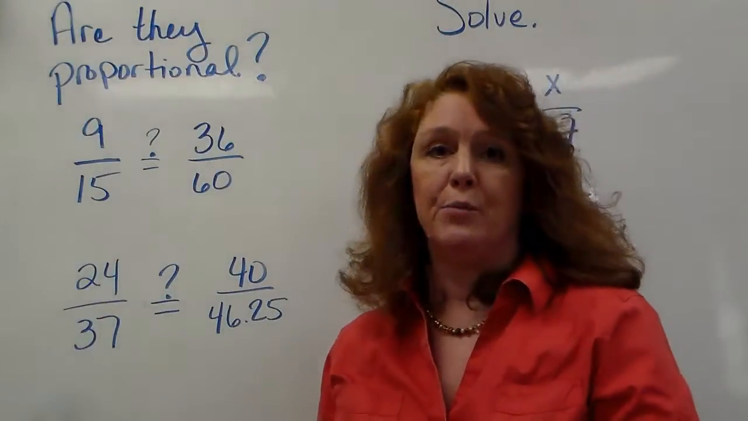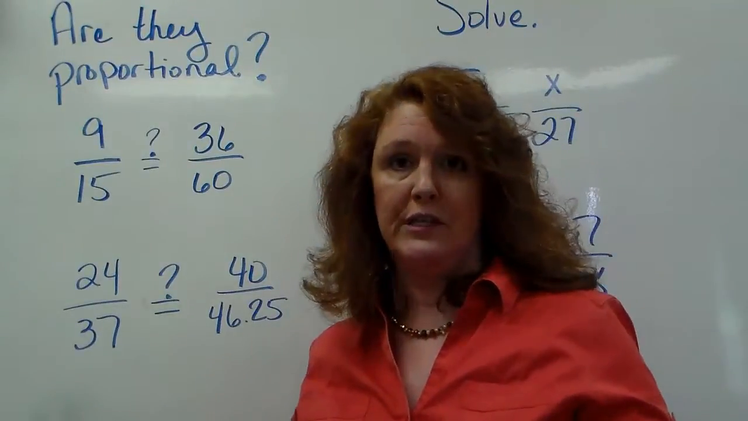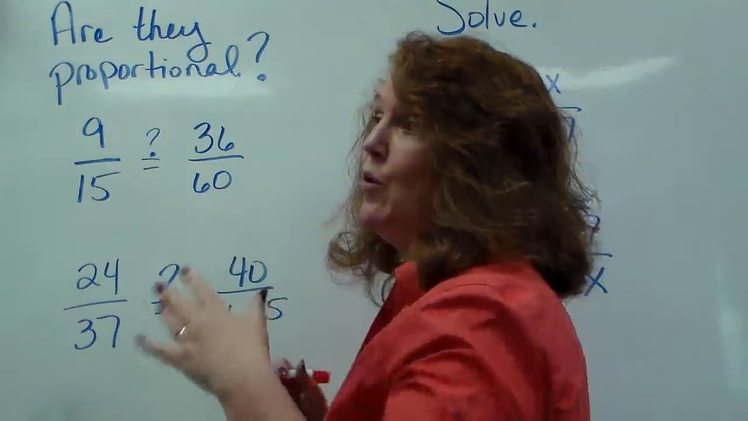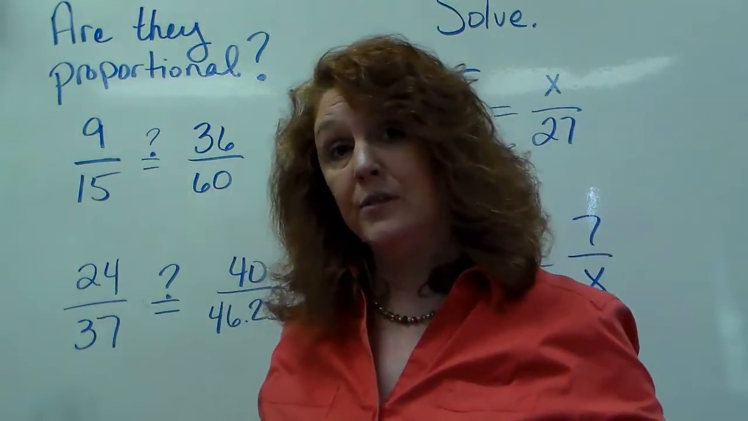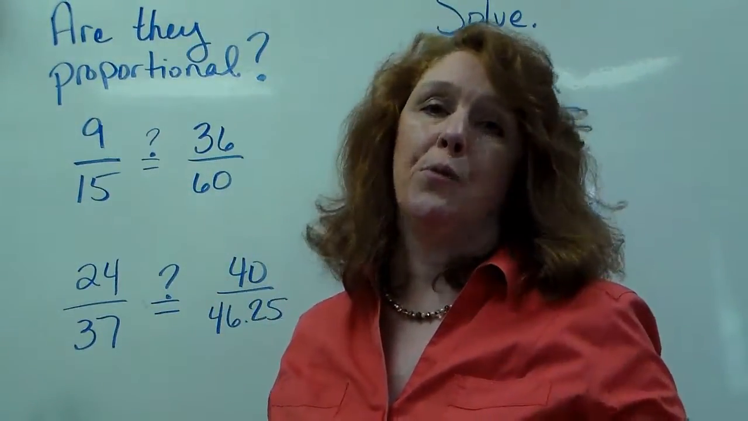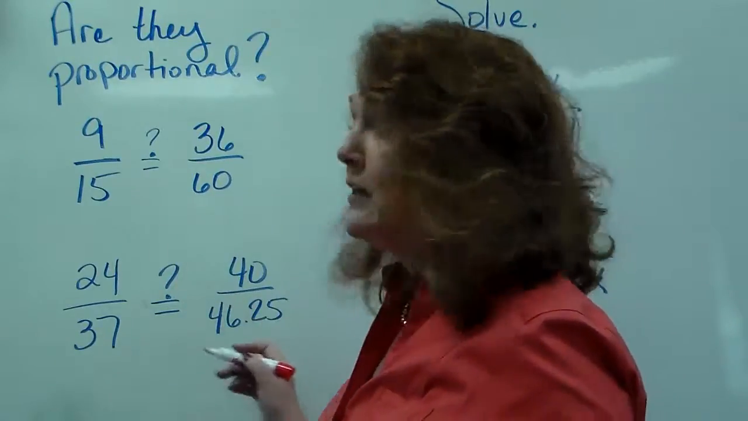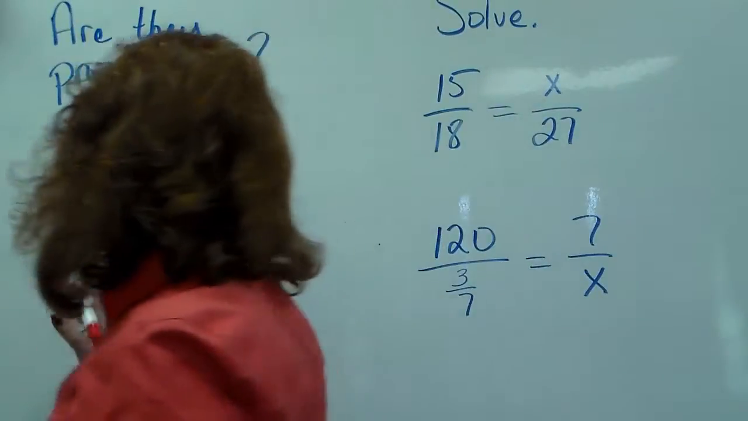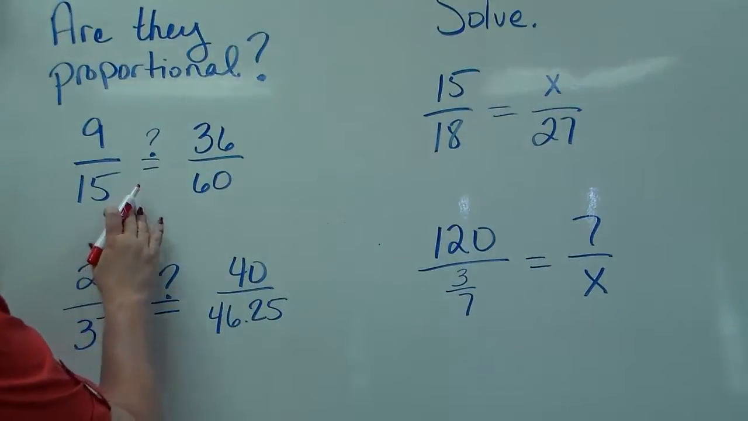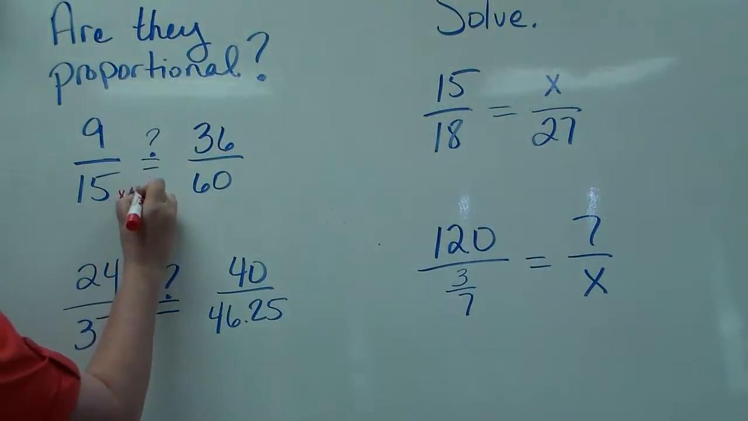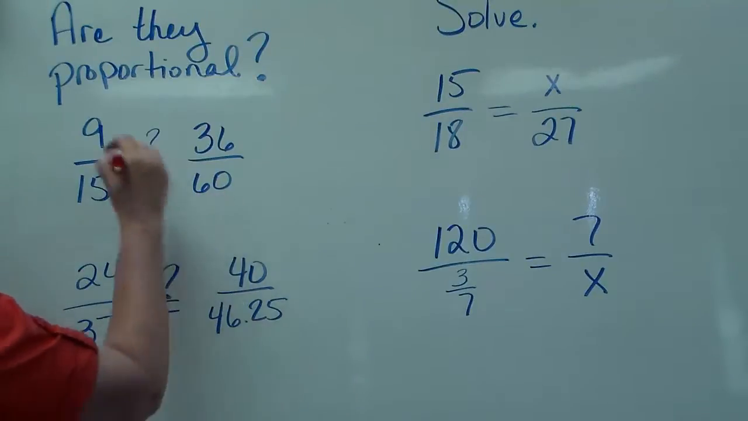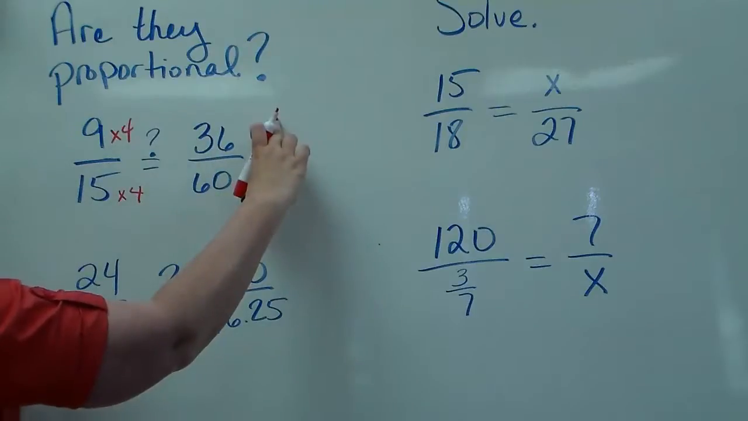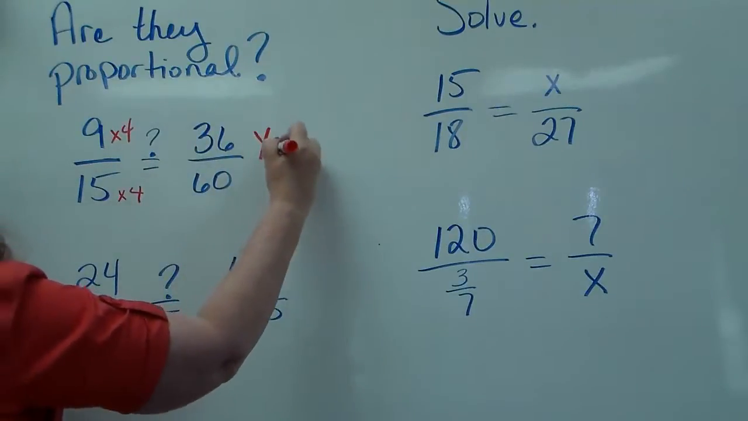In order to find out if they're proportional, there's two ways to do this. Either you can find a common denominator and work a problem like they are fractions, or you can use cross products. And if the cross products are equal, then the problems are proportional. For example, this one, I can actually say 15 times 4 is 60. So 9 times 4 is 36. And because of this, I know that yes, they are proportional.